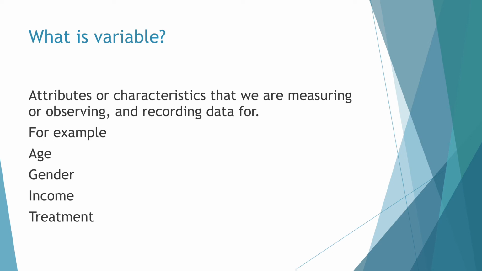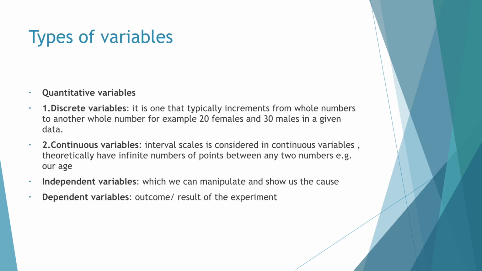Now, as we know that in researches and statistics we deal with the variables. So the variable is attribute or the characteristics that we are measuring or observing and recording the data for. For example, it can be age, gender, income, or the treatment. There are different types of variables. The first is quantitative variables, which includes discrete and continuous variables. Discrete variable is the one that typically increments from whole numbers to another whole number. For example, 20 females and 30 males in a given data.